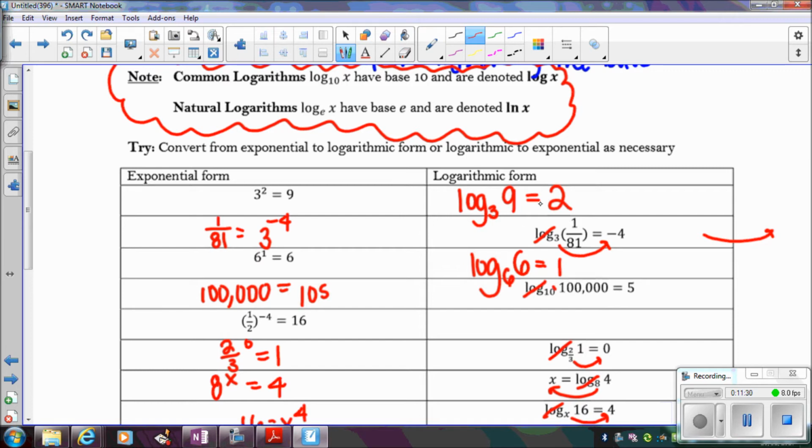So when you look at these, hopefully it's making sense. 3 to what power gives me 9? 6 to what power gives me 6? That's exactly what a log means. So if I look at the next one, my base is going to be that 1/2. Remember that the exponent is always what the log is equal to, and then 16 is what you're trying to get.